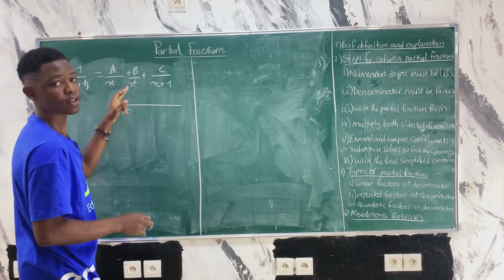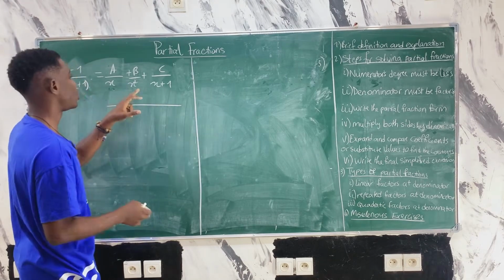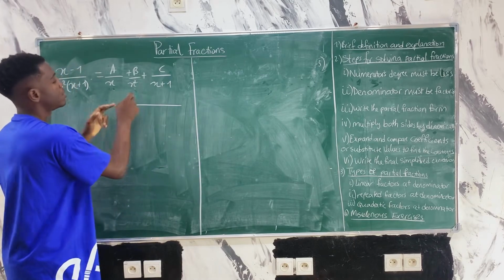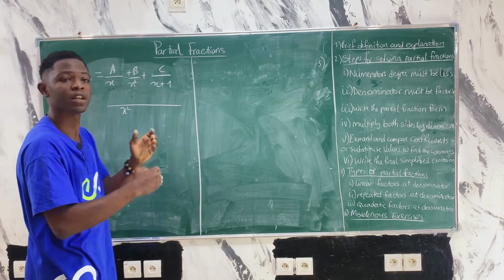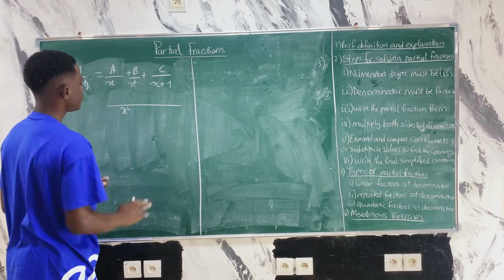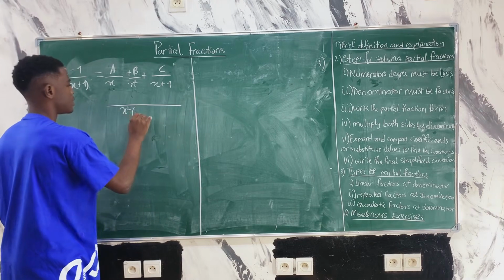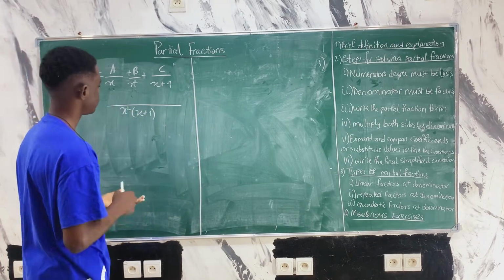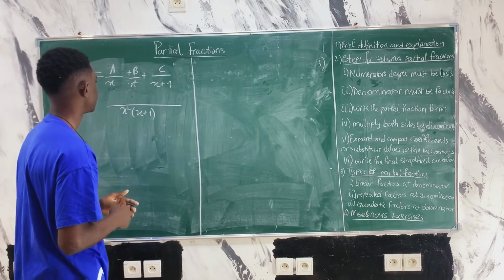In x plus 1, you don't have x. You don't have x squared. In x squared, you don't have x plus 1. So you must multiply the two, in order to get a positive answer without the remainder. So I have x squared times x plus 1. That will be my LCM.